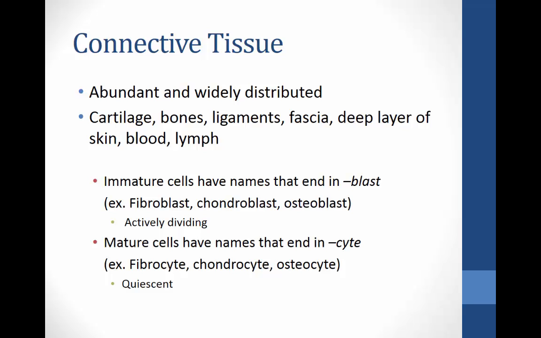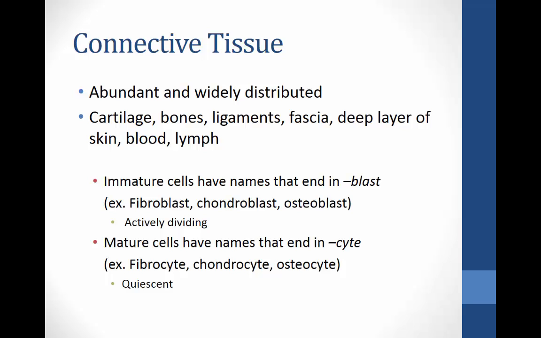It is important to remember certain terminology. Immature cells have names that end in blast. For example, fibroblasts are actively dividing or building up fibers. Chondroblasts are actively dividing or building up cartilage cells. And osteoblasts are actively dividing or building up bone cells.